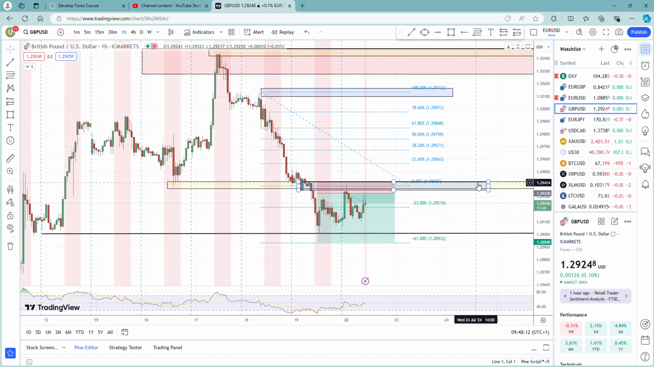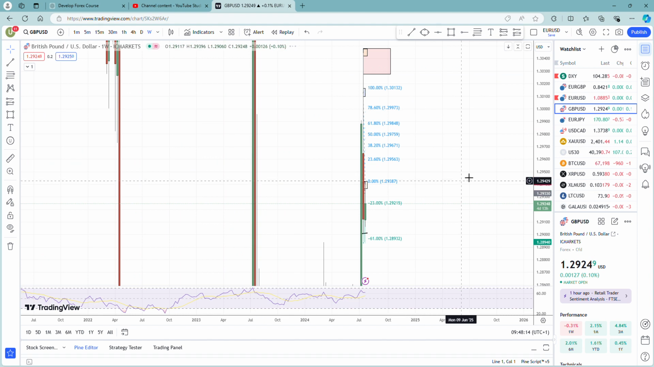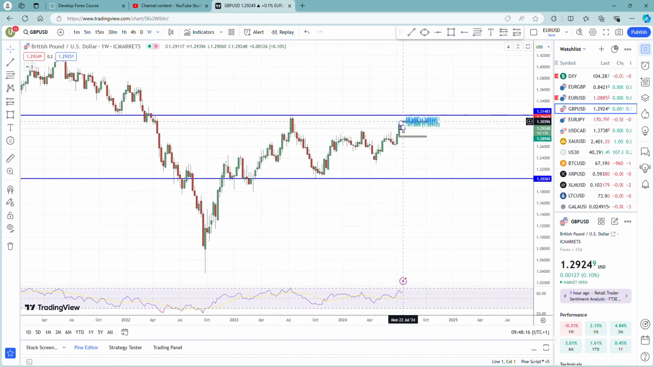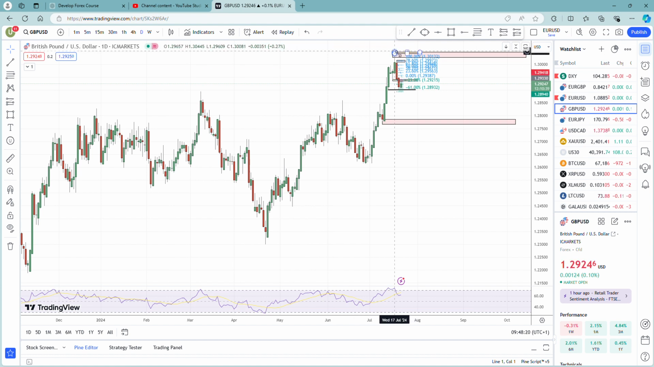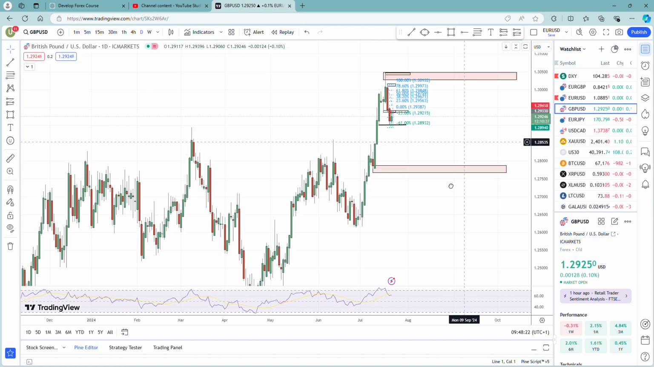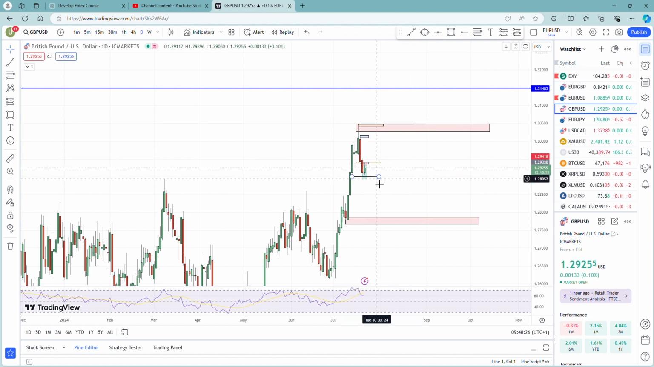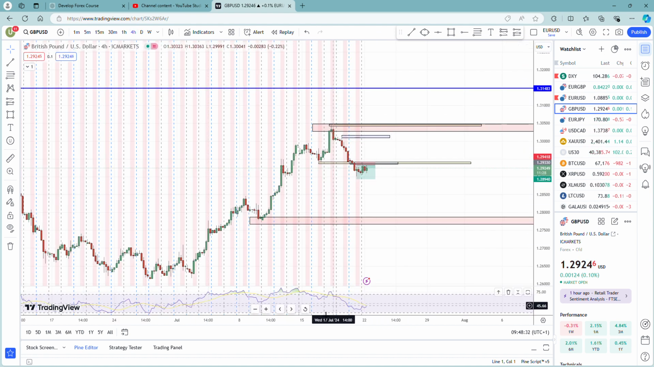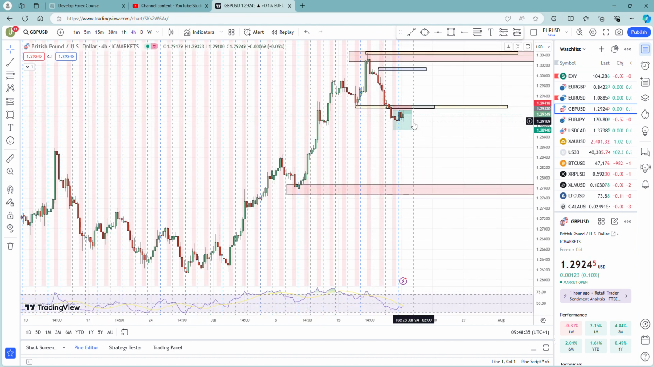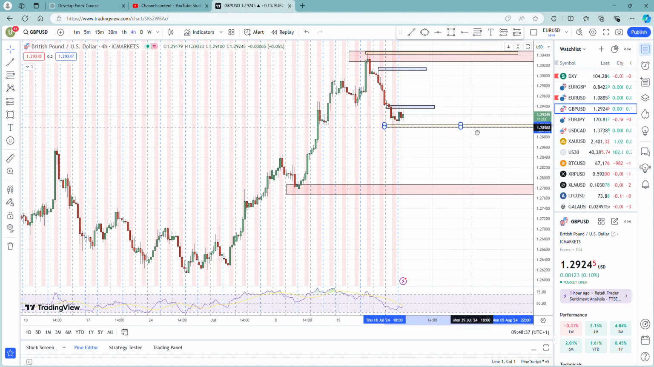If we go on to GBPUSD, it's between the two weekly support and resistance, similar to EURUSD. It rejected the resistance last week. Today is a green candlestick indicating buy trades today. And if we go on H4, this will be the most recent H4 level.